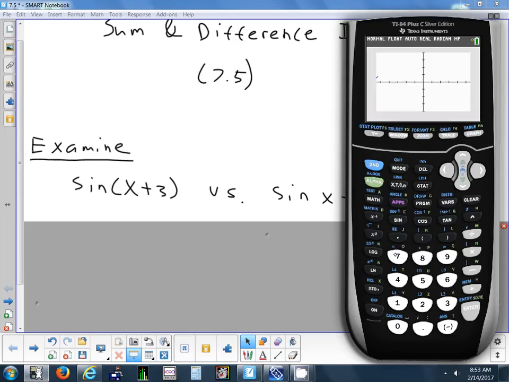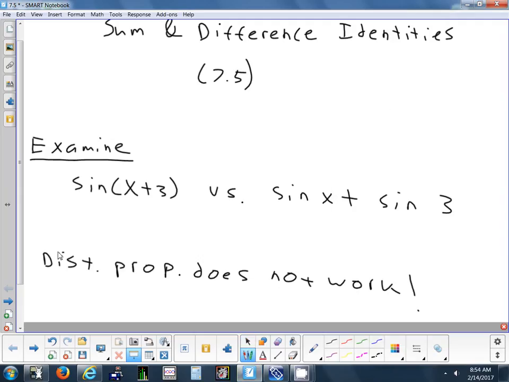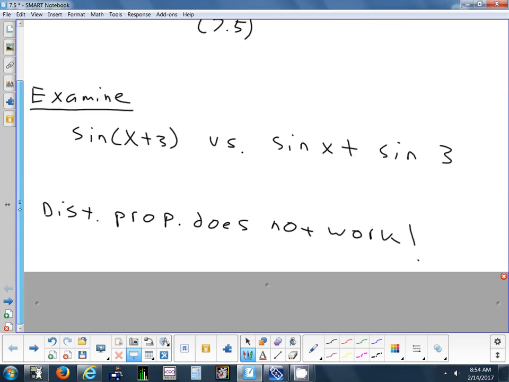So let's hit zoom 7. Okay, there's sine of x plus 3, shifted 3 radians to the left. And there's sine of x plus sine of 3, shifted up by sine of 3 radians. You can see, just barely, it's hard to see, but the red one has been shifted up just a little higher than the blue one. They're not at the same heights. So the idea here is the distributive property doesn't work. You can't distribute the word sine and get what we have on the left into what's on the right.